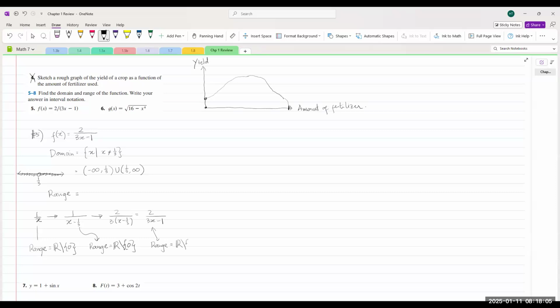All real numbers except 0. So from here we say the range is negative infinity up to 0, union 0 to infinity. That's for number 5. How about number 6?